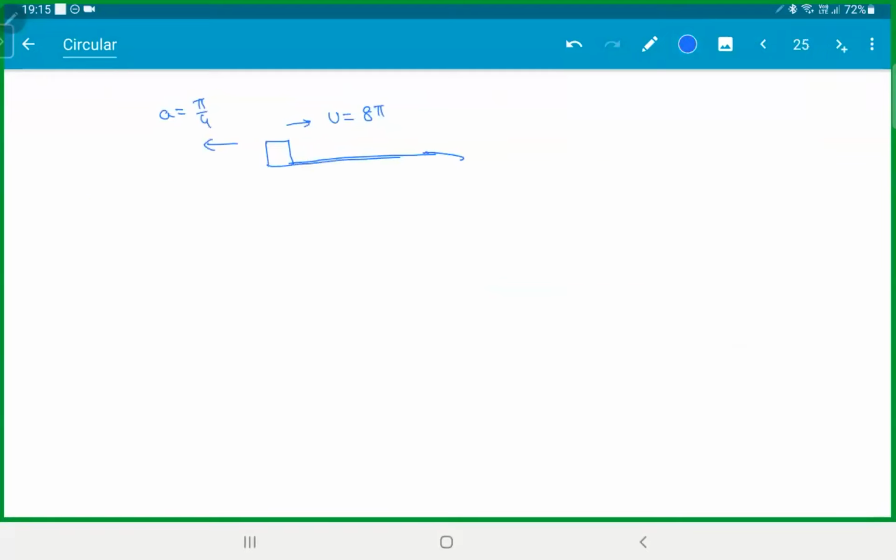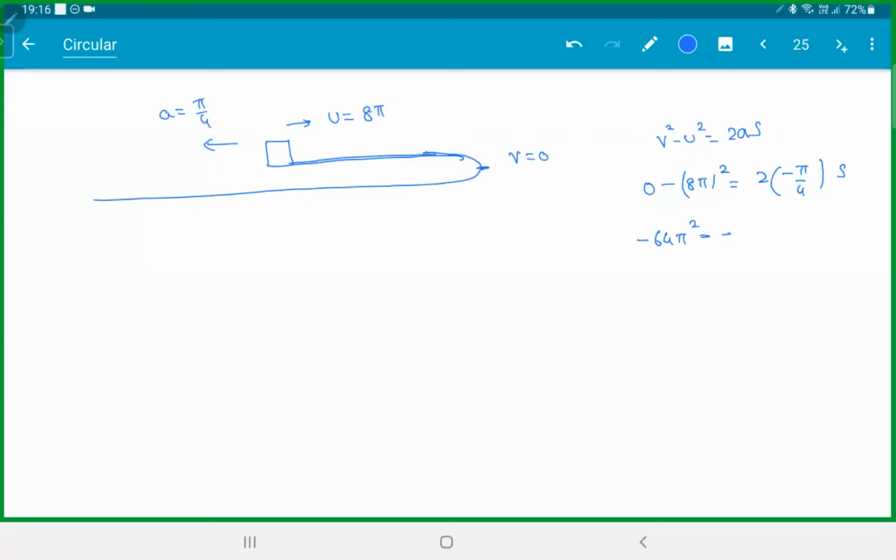So how do we do this? You go front, you stop for a moment, and then you come back. So at this point, your V is 0. V square minus U square is 2AS. So 0 minus (8 pi) whole square is 2 times minus pi by 4 times S. 64 pi square is pi by 2 times S. Pi will cancel. S will be 128 pi. So you reach a position of 128 pi.